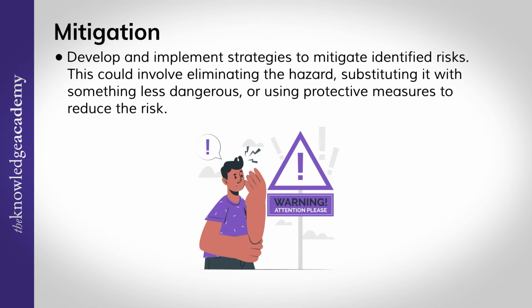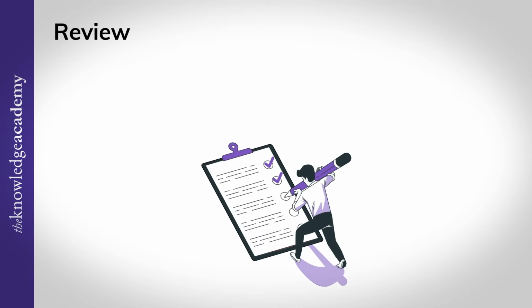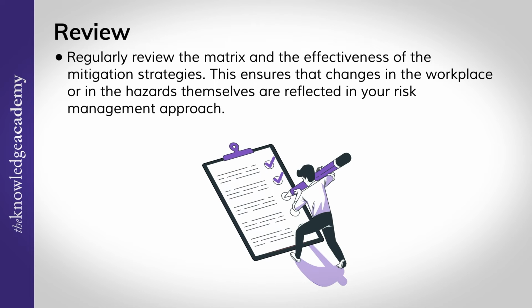Mitigation. Develop and implement strategies to mitigate identified risks. This could involve eliminating the hazard, substituting it with something less dangerous, or using protective measures to reduce the risk. Review. Regularly review the matrix and the effectiveness of the mitigation strategies. This ensures that changes in the workplace or in the hazards themselves are reflected in your risk management approach.